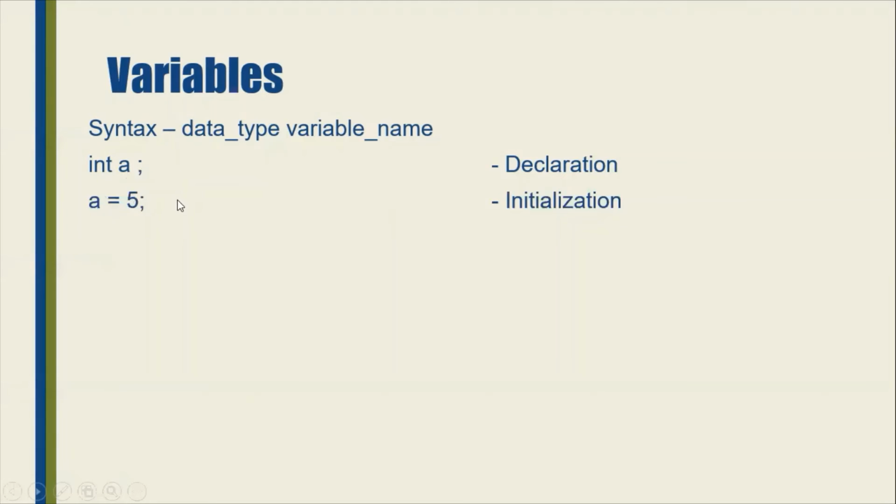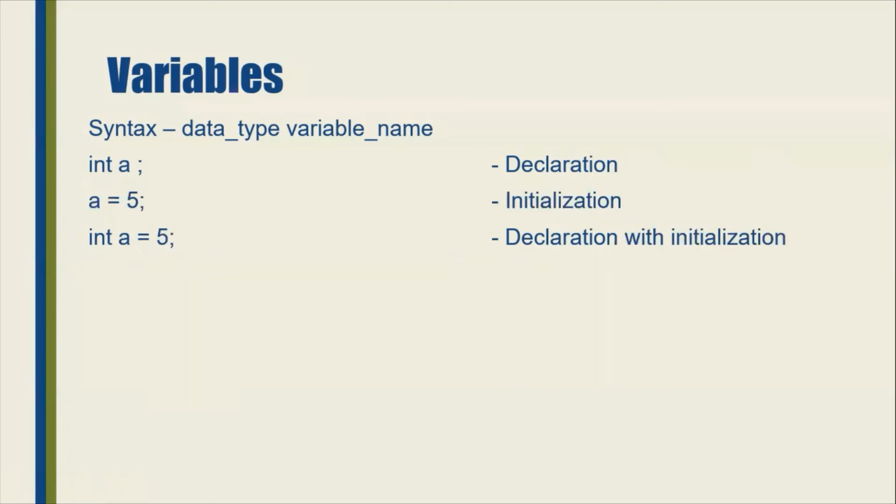Now these two instructions I can combine in one single instruction: int a equals 5. So here I am going to declare variable a of data type integer and initialize it with value 5.